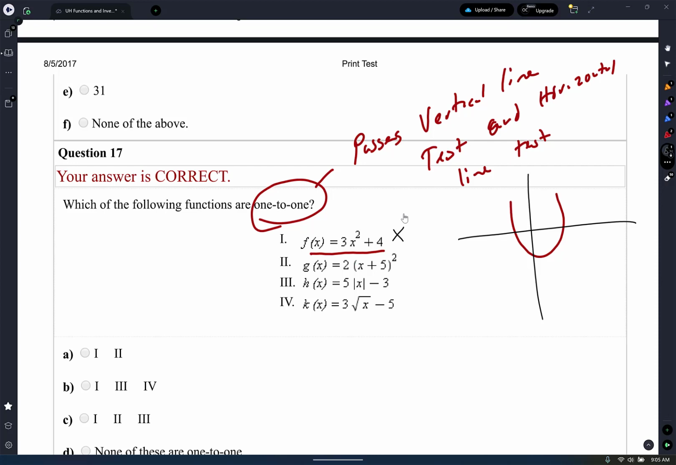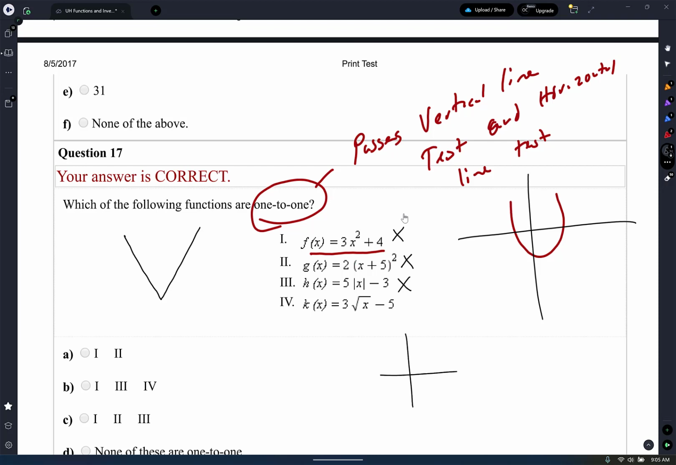Does a parabola pass? No. Roman numeral 3 has an absolute value. All absolute values look like these, unless it's like an x squared, then it'll look like a bird. So is absolute value one-to-one? No. And then finally, the square root of x minus 5.